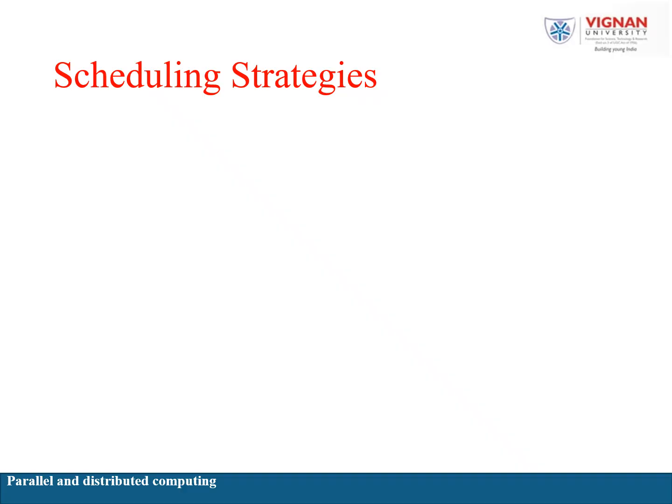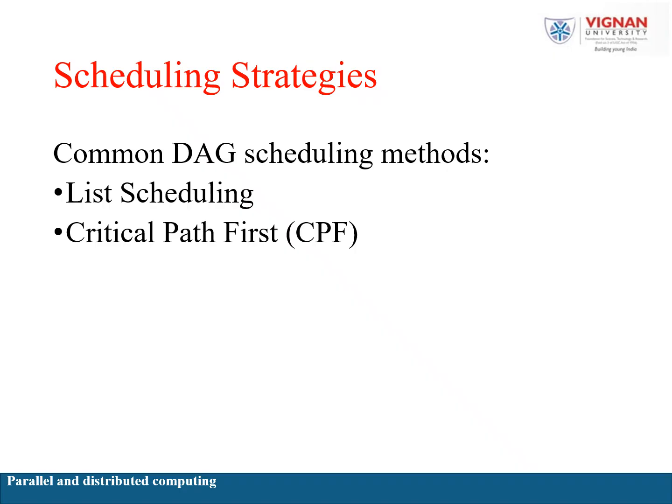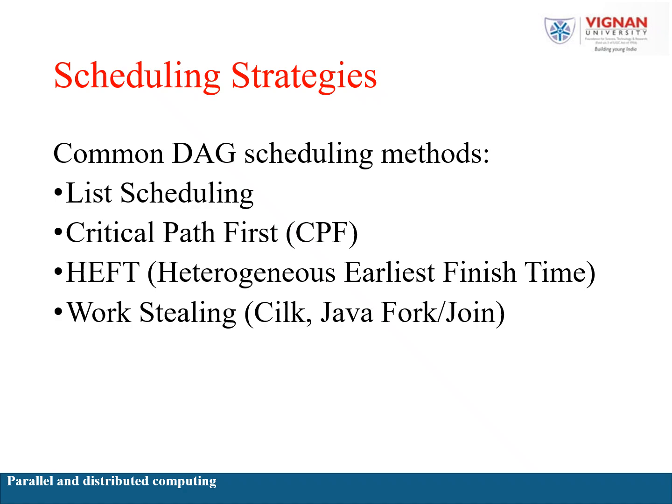Scheduling strategies. To execute a DAG on multiple processors, we use scheduling algorithms. Some common strategies include list scheduling, a simple, greedy method. Critical path first, which prioritizes tasks on the longest path. HEFT, widely used in heterogeneous distributed systems. Work stealing, used in Cilk and Java's fork/join framework. These methods aim to distribute the workload efficiently and reduce total execution time.